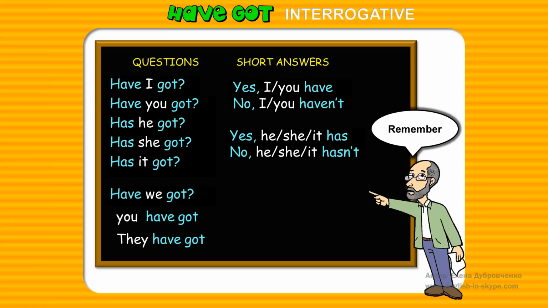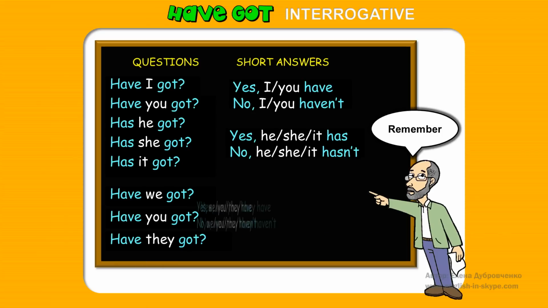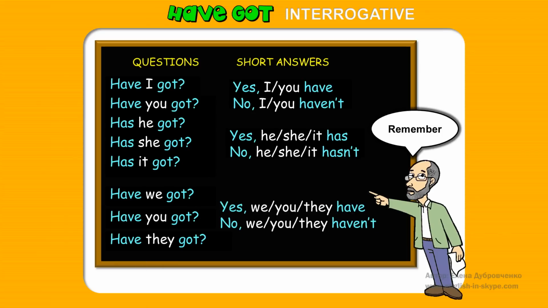Have we got? У нас есть? Have you got? У вас есть? Have they got? У них есть? Yes, we have. Yes, you have. Yes, they have. No, we haven't. No, you haven't. No, they haven't.